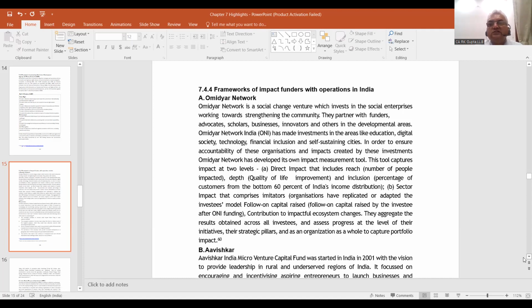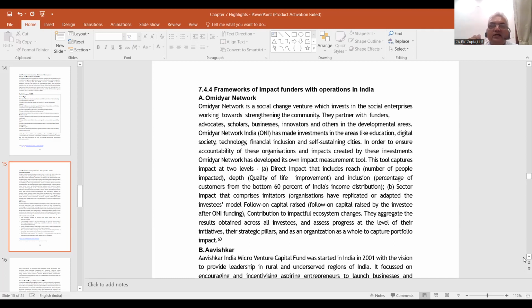OMIDR network is a social change venture which invests in the social enterprises working towards strengthening the community. So they partner with funders, advocates, scholars, businesses, innovators, and others in the developmental areas. The OMIDR Network India has made investments in the areas like education, digital society, technology, financial inclusion, and sustaining cities.